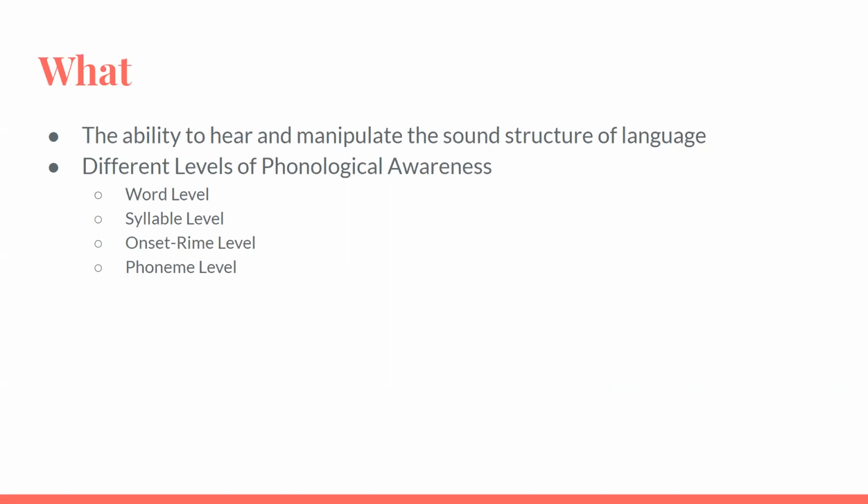There is word level, which is the ability to recognize the distinct words in a sentence. Syllable level is you need to recognize that words are made up of groups of sounds. Onset rhyme level is early to recognize the common sounds in words. And lastly, phoneme level is the ability to recognize individual sounds in words.